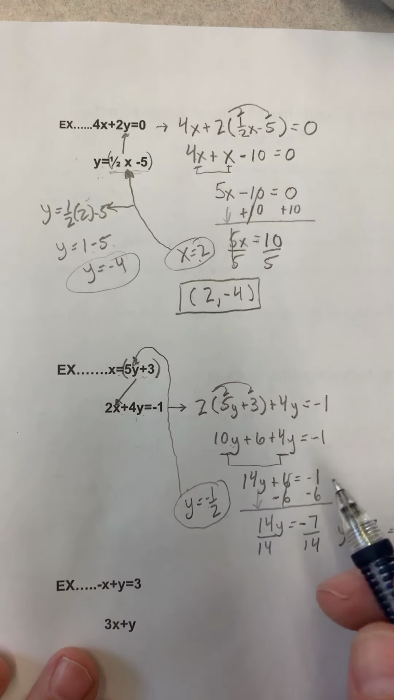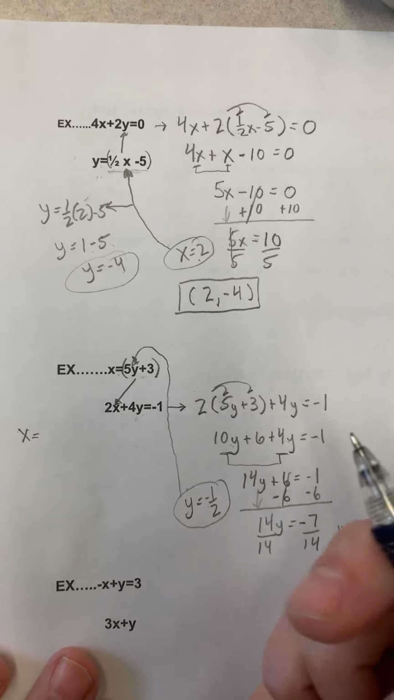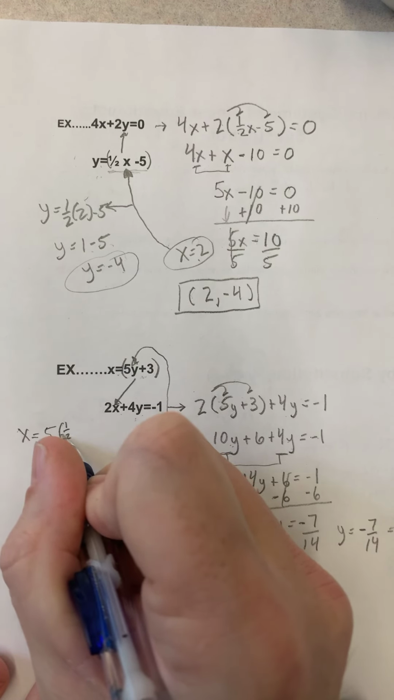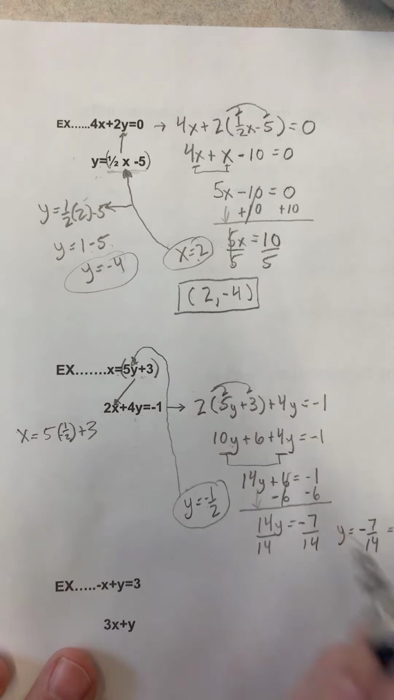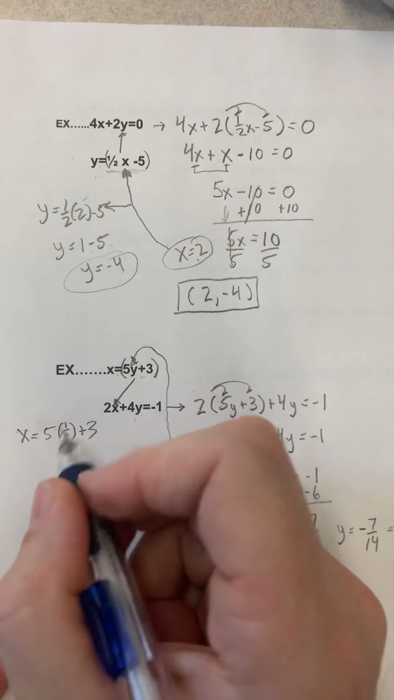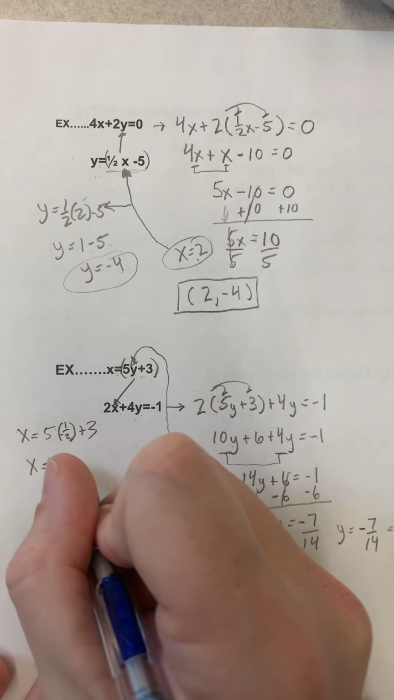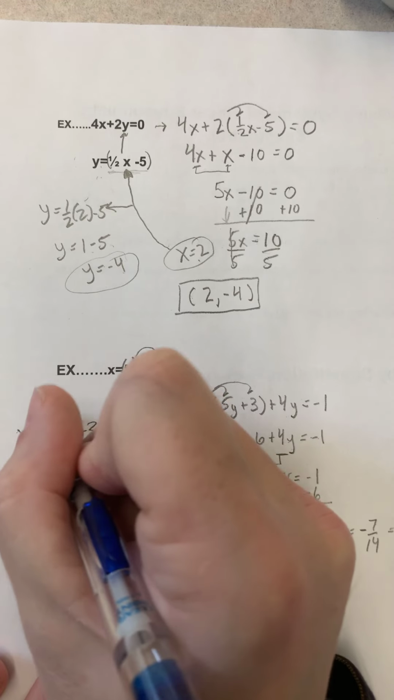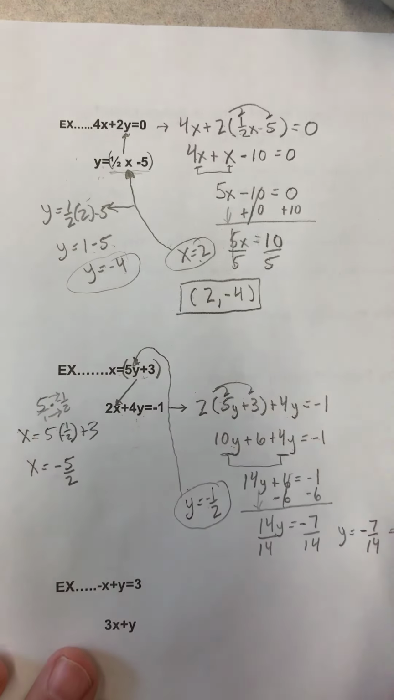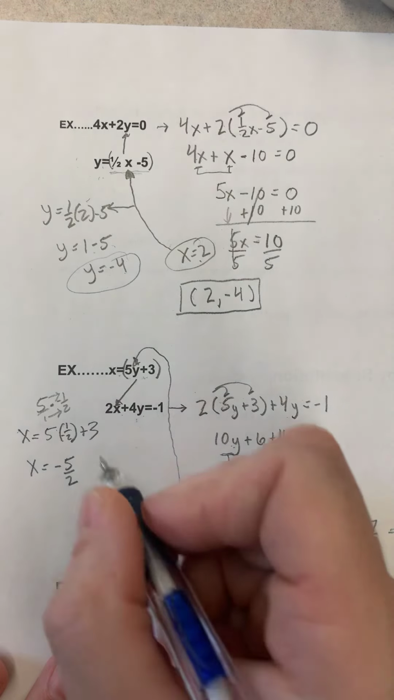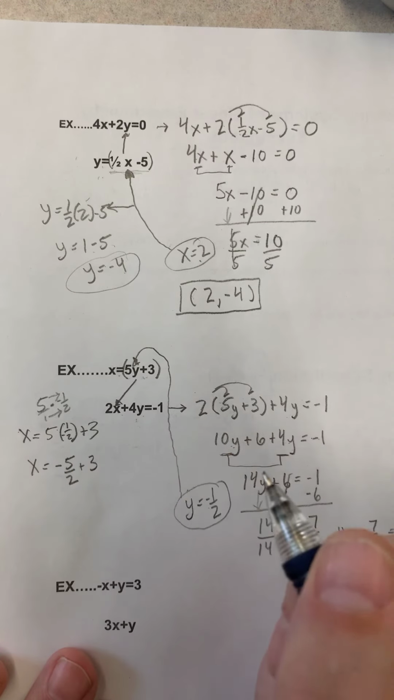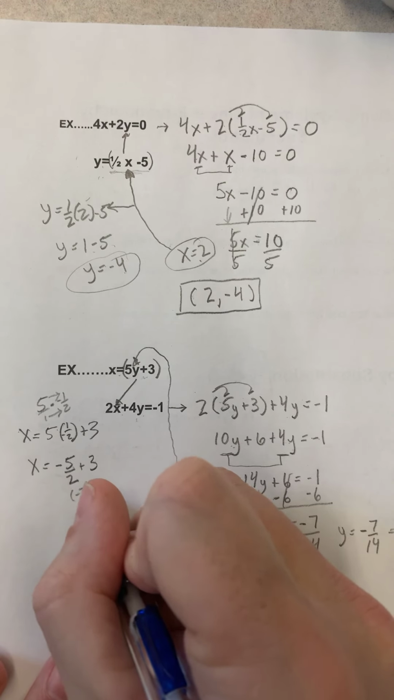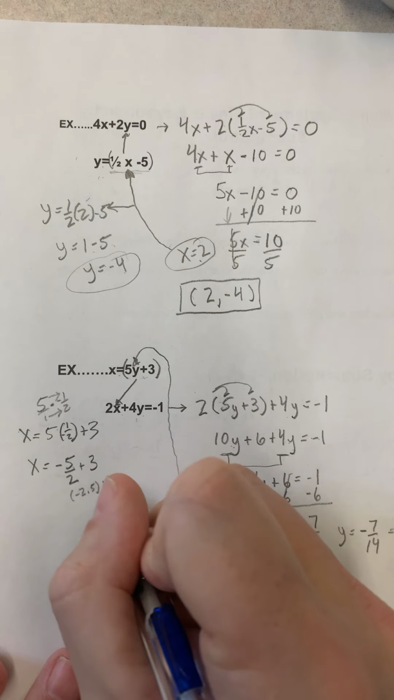If I plug it in right here, x would equal 5 times a negative 1/2 plus 3. 5 times a negative 1/2 is negative 5/2, because remember, when multiplying fractions, numerator times numerator, denominator times denominator. Plus 3. Negative 5/2 in a decimal is negative 2.5 plus 3.